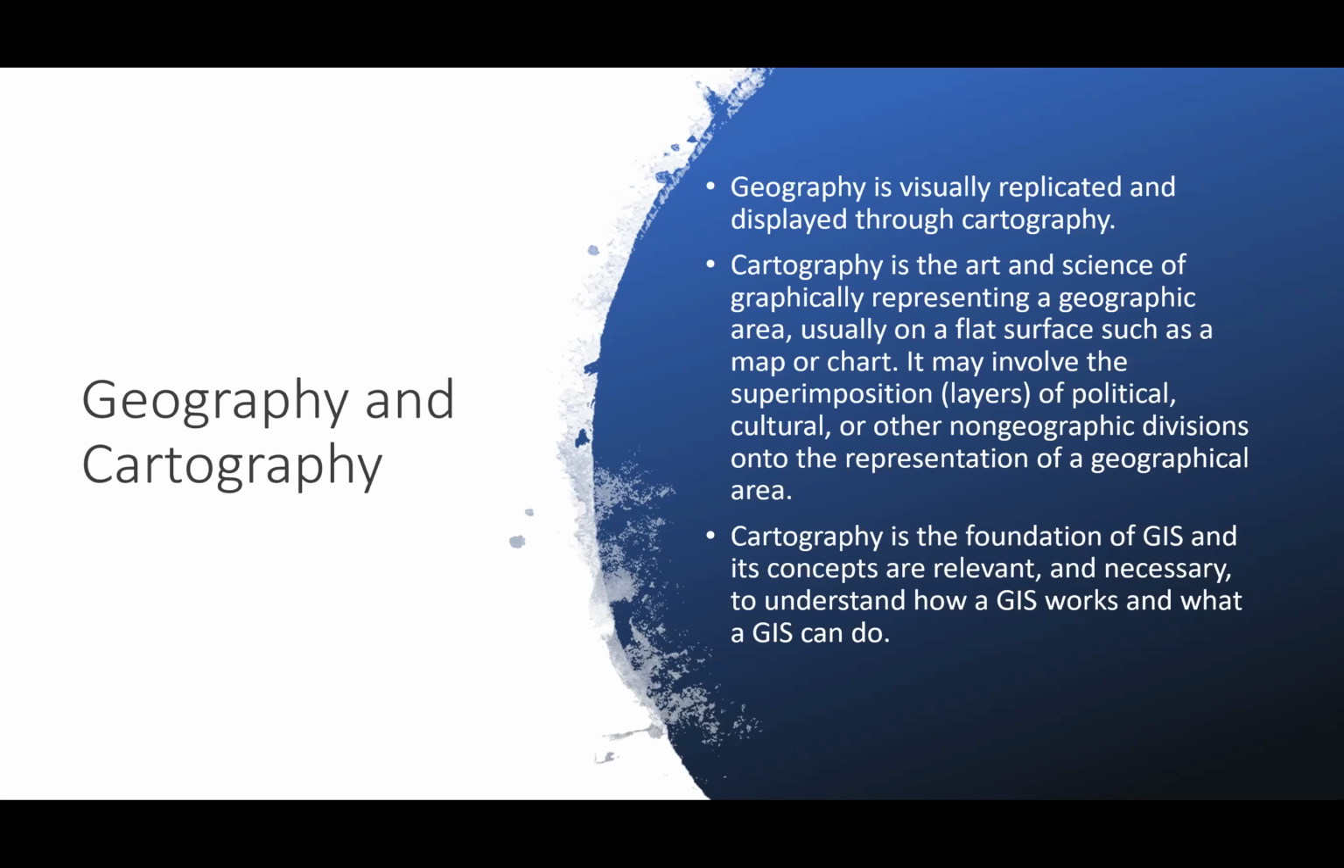So what that means is that you can create information that goes over geography. GIS is really about layering information on top of each other and deciding what information do I need to do what I want to do? Do I need something else? Well, what if I introduce a new variable? Let's see what that looks like. Cartography is really the foundation of GIS, and its concepts are relevant and necessary to understand how a GIS works and what a GIS can do. And that has been evident in the past couple of years, which is why we have added a little bit more of the foundational cartographic concepts into this course.